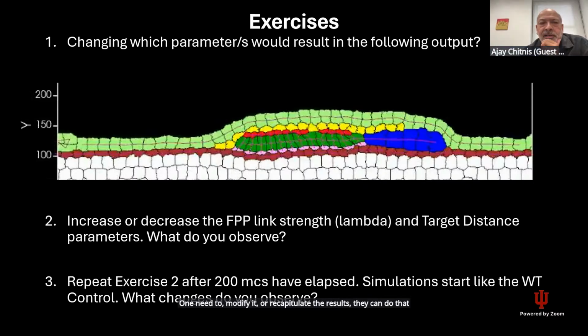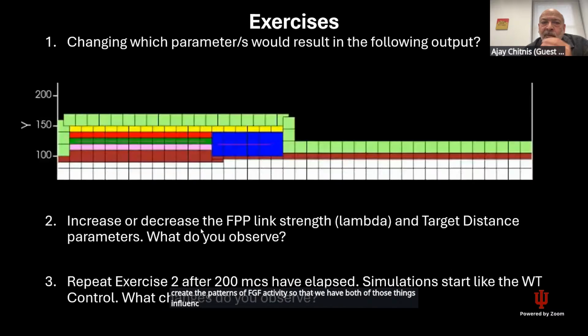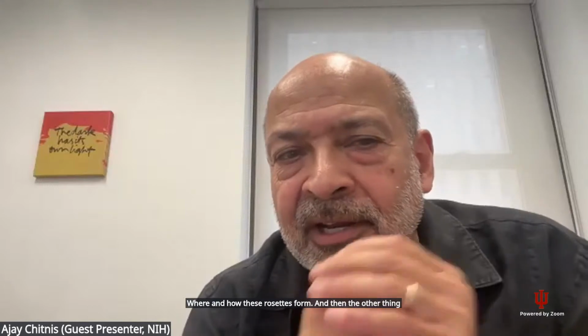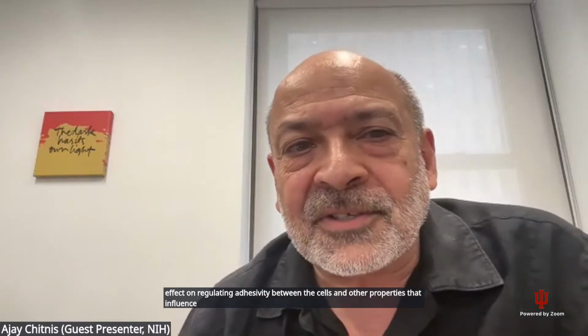That's great. So we have three directions that we'll probably continue to develop the model. One is to include the reaction diffusion stuff that helps to create the patterns of FGF activity, so that we have both of those things influencing where and how these rosettes form. And then the other thing we only very briefly alluded to, that the Notch signaling actually has a very interesting effect on regulating adhesivity between the cells and other properties that influence the rosette formation. So that's the other direction we want to go with these models.